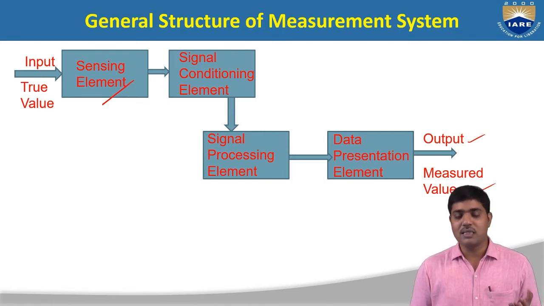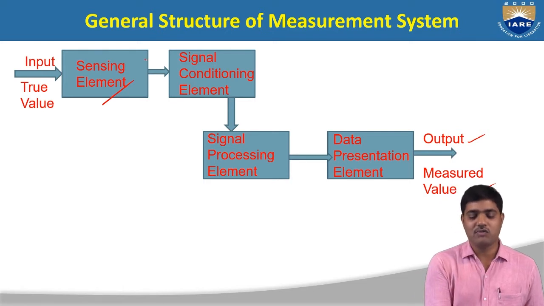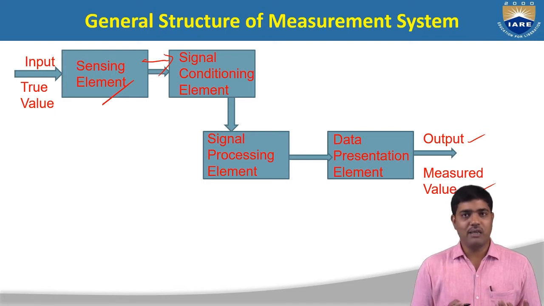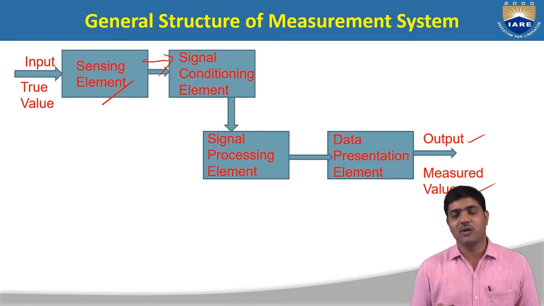This sensing element directly senses the physical variables, and it is transferring that output to the signal conditioning element. Suppose you are going to sense any physical variable, you may get the output of the sensing element in different forms. It may be an electrical signal, or a change in resistance, or strain, or displacement. You may get any kind of output from the sensing element.